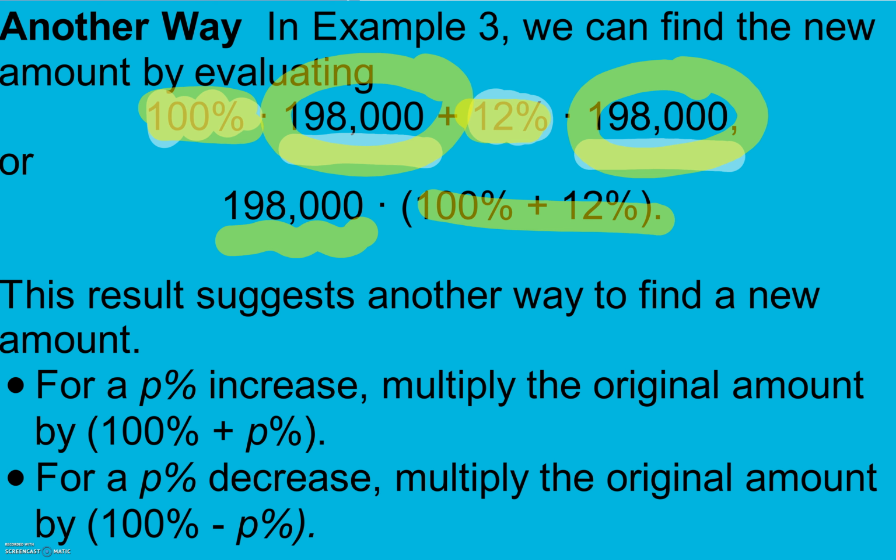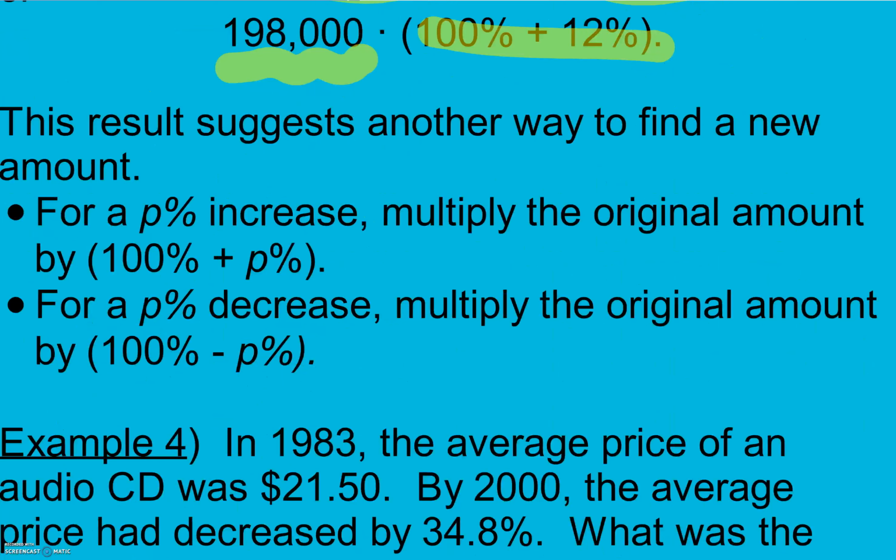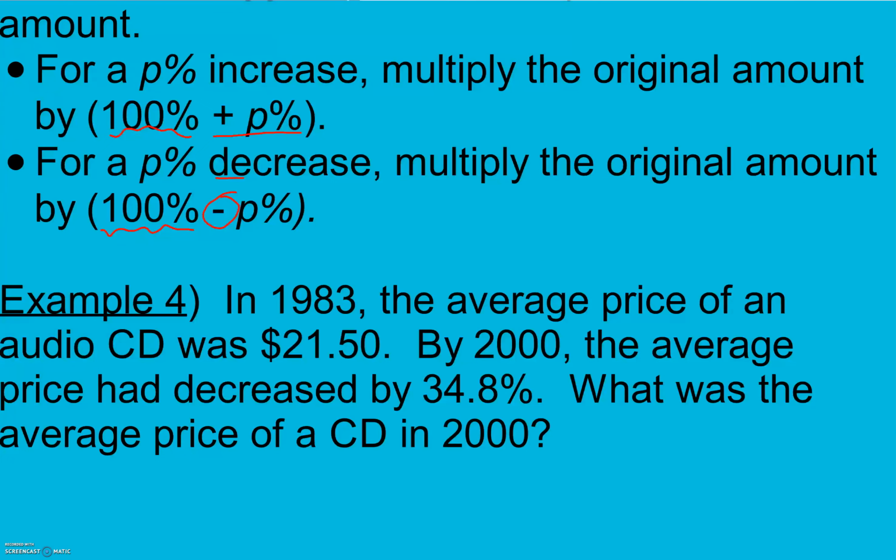This suggests another way to find a new amount. So for a percent increase, we're going to multiply the original amount by 100%, our original total, plus our percent increase. For a percent decrease, we're going to take our original amount, or 100%, and since we decreased it, we're going to subtract our percent change and then multiply by the original.